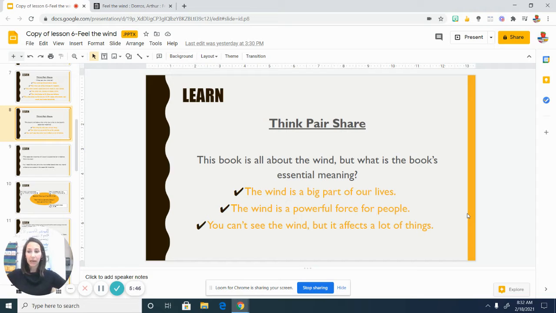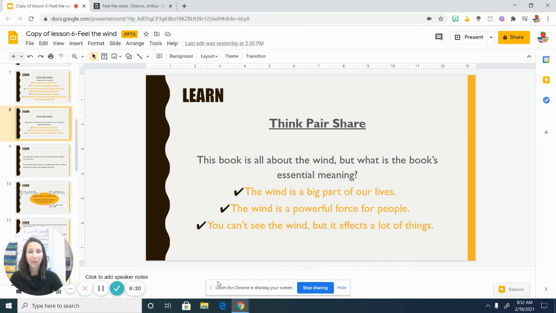So to put all of that together in one sentence that can tell about the essential meaning, I would say that the wind is a powerful force in many of our lives. The wind is a powerful force in many of our lives, that kind of takes care of all of those: it's a big part of our life, it's a powerful force, it's all around us. That combines all of those ideas that we gained from the main topics into one essential meaning.